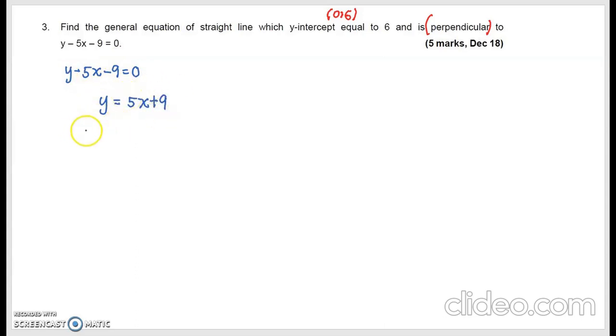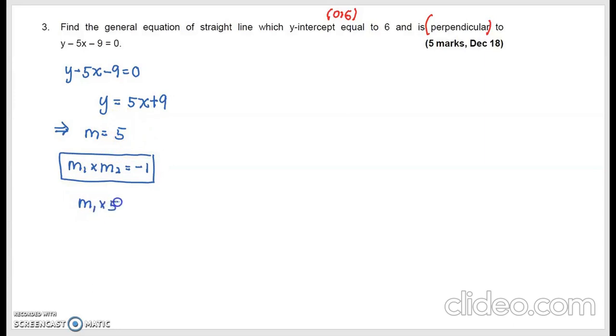So this is the form. So it means that m equals 5. Again, we're not going to use m equals 5. Why? Because they are not parallel, but they are perpendicular. So for perpendicular, m1 times m2 equals negative 1. So we're going to use this formula. Let's say I let this one be m2. So m1 times 5 equals negative 1. So m1 will be negative 1 over 5. So this is the gradient that we're going to use.